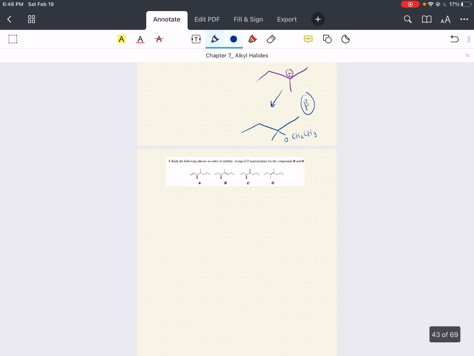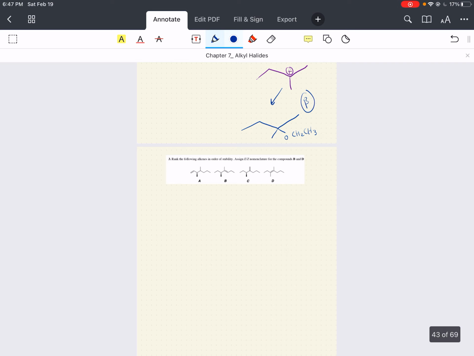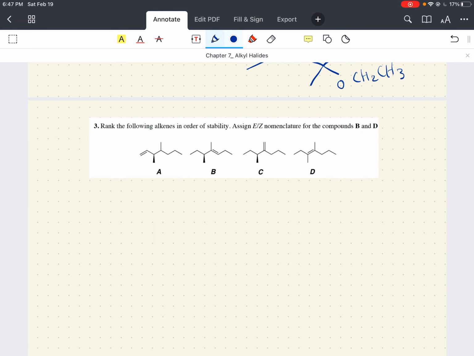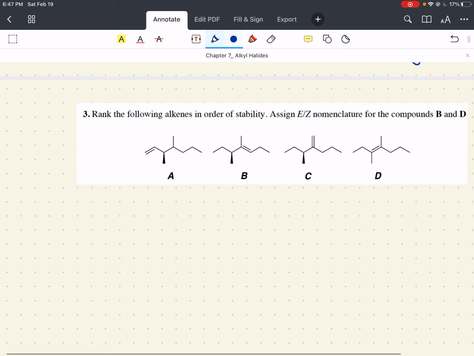All right, next problem. Lots of problems here. Rank the following alkenes in order of stability. Assign E, Z nomenclature for compounds B and D. Awesome. So we're just going to look at each one. We're going to look at the double bond. We're going to say mono, di, tri substituted, and then we're going to assign E and Z if possible.